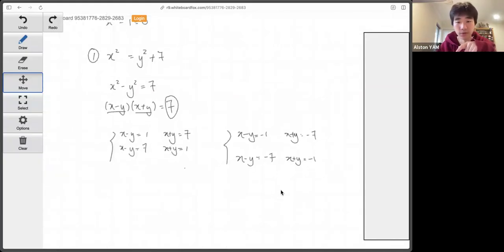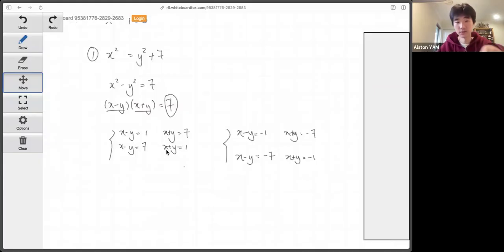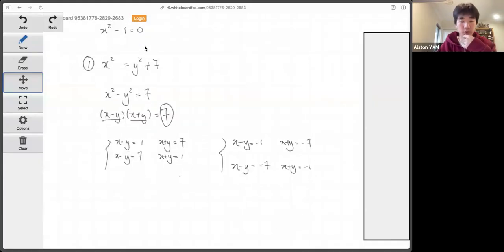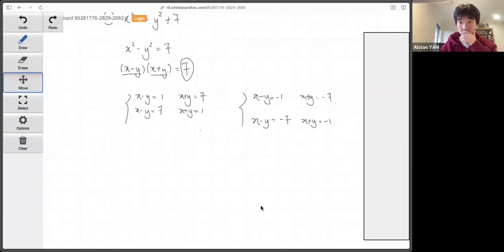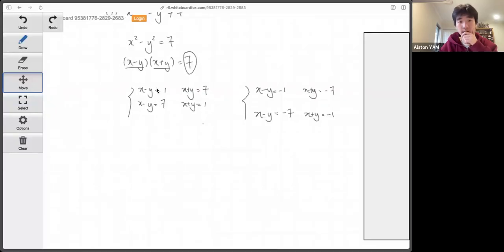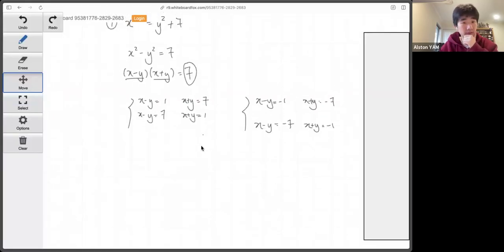So that is our 4 different cases for the solution, and all we need to do is just solve them simultaneously, and it will be all good, right? We would have found all the solutions. Okay, so that is one type of factoring where you can utilize the difference of squares. There are also some other types of factoring.